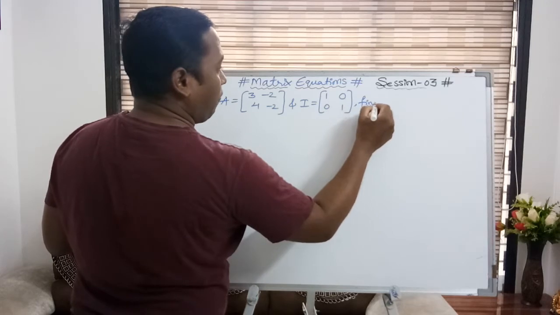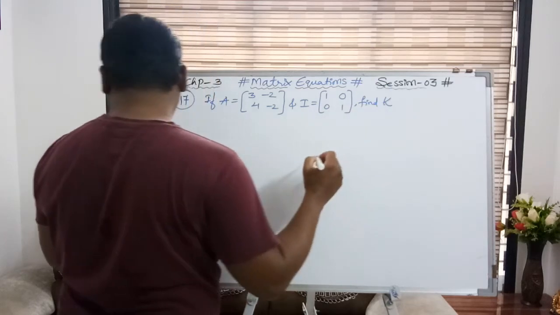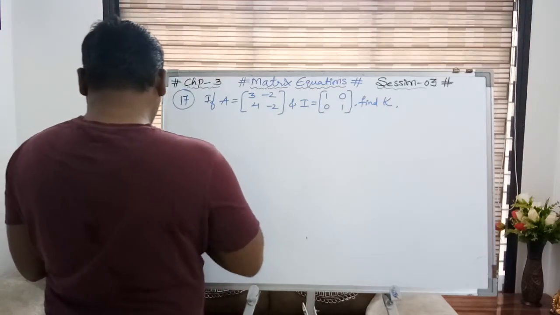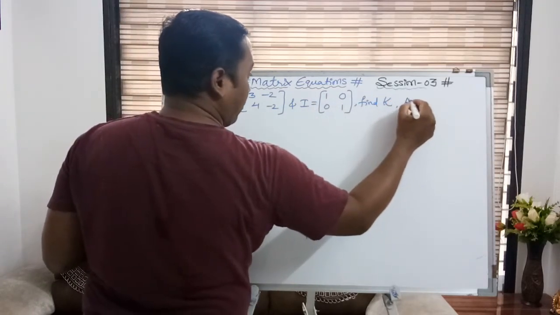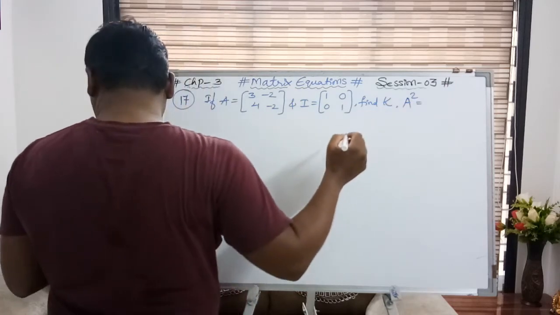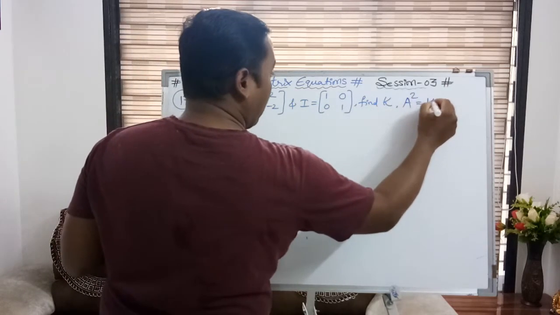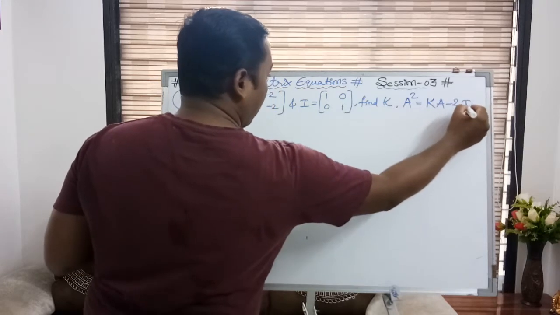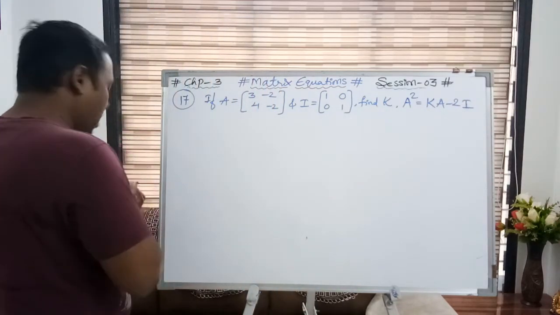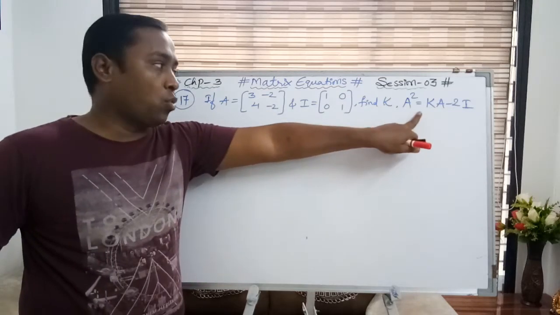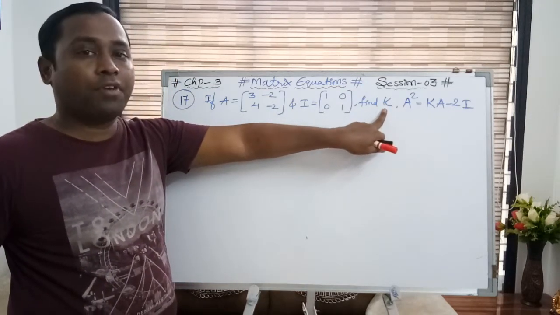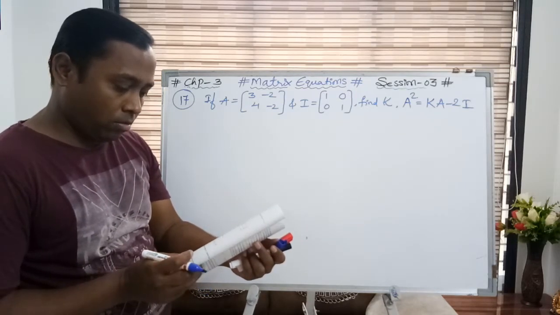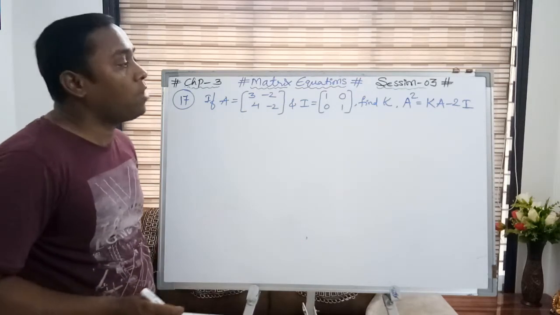Where they are asking to find K such that A square is equal to KA minus 2I. What is the equation they have given? If this equation is true, then find the value of K, which is an unknown variable.